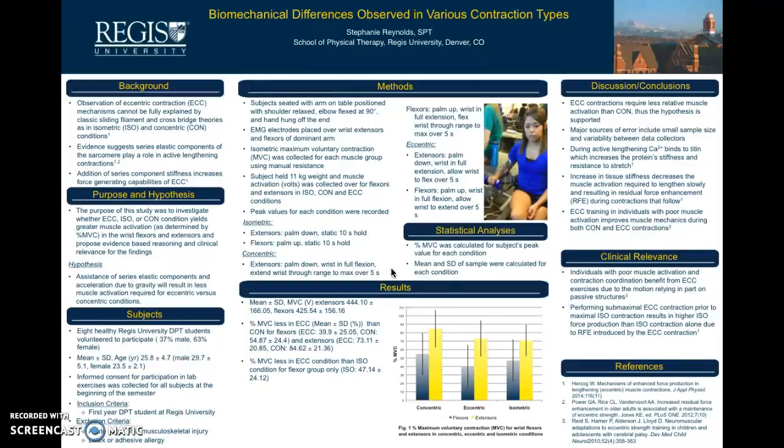Herzog in 2014 and Power in 2012 both reported the role of titin and other passive structures in eccentric contractions. They presented evidence that titin increases its stiffness during active lengthening, and this expands on the two-filament cross-bridge theory. This has clinical implications that are twofold.